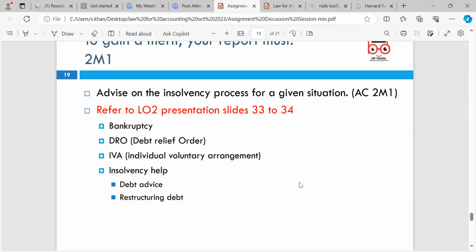One more question. If we want to get this 2M1, we need to clearly state somewhere on a slide that this belongs to 2M1, yeah? You need to put that heading. Can you see that heading? Advise on the insolvency process for a given situation, and then in brackets, AC2M1. Is that clear? As a heading. So then when the person's marking it, they know you've done the merit ones. Yes, now it's clear. Thanks.